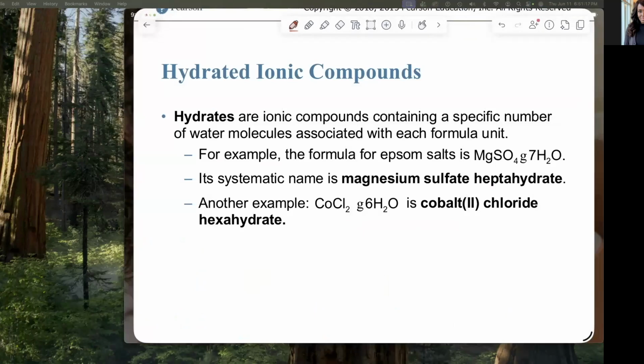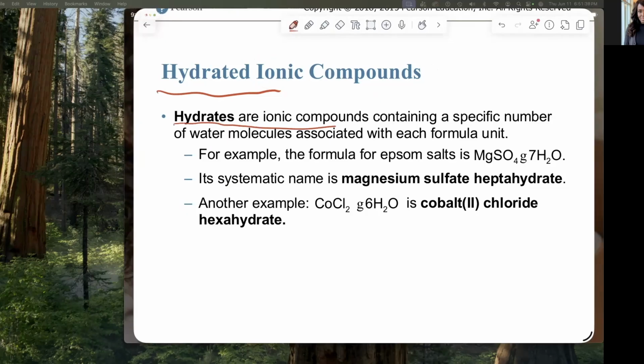Okay, so how do we name these hydrated ionic compounds? Remember, not all ionic compounds are hydrated. Some of them are hydrated. And the hydrated ionic compounds tend to be heavier. So you have to add the water mass to the molecular mass, okay? So let's go back to this here.